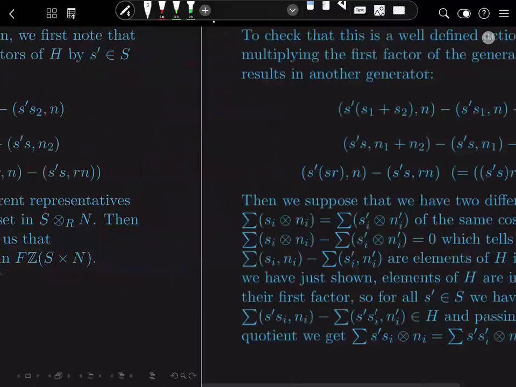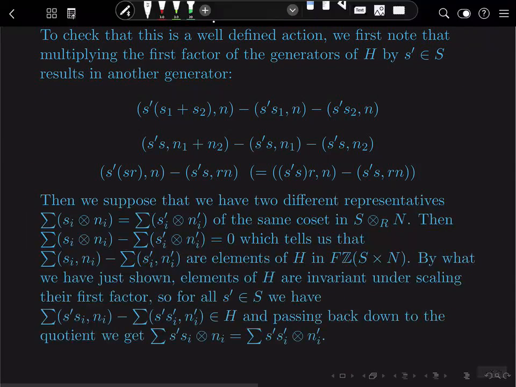And as we saw previously, scaling the first component of elements of H gives us other elements of H, right? So whatever this element is, if we multiply the first component by S prime in each of these summands, and we pass back down to the quotient, we'll just get that this is equal to each other. So that's really the same deal. Yeah, so that shows that the action is well defined.